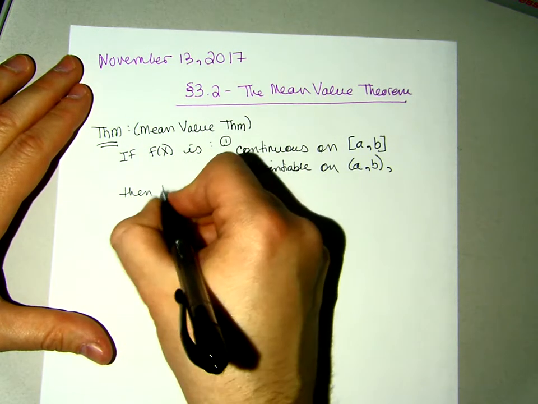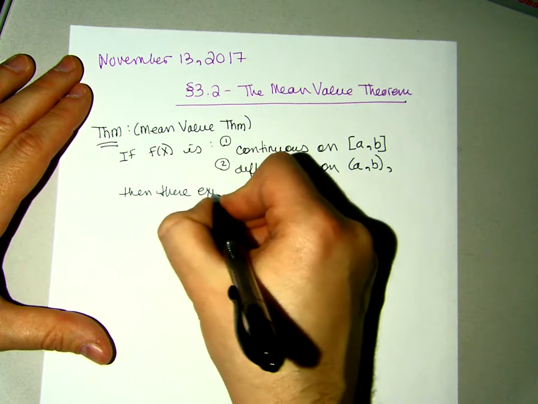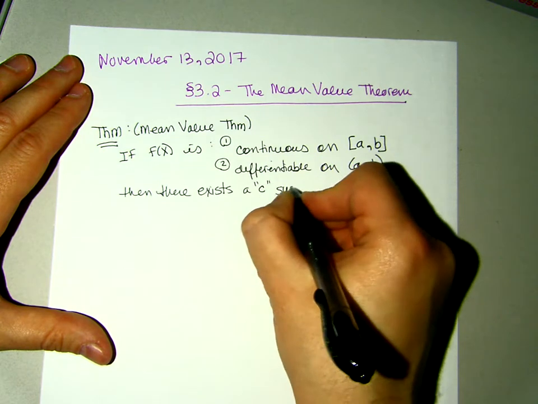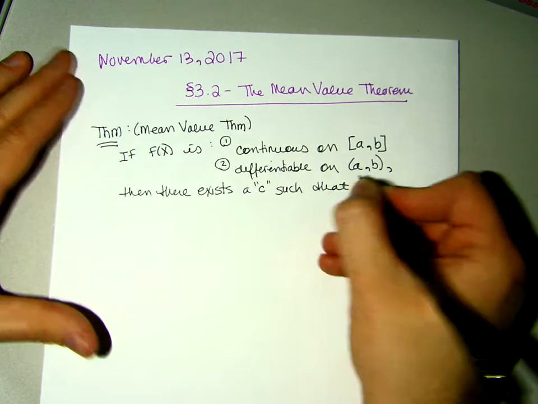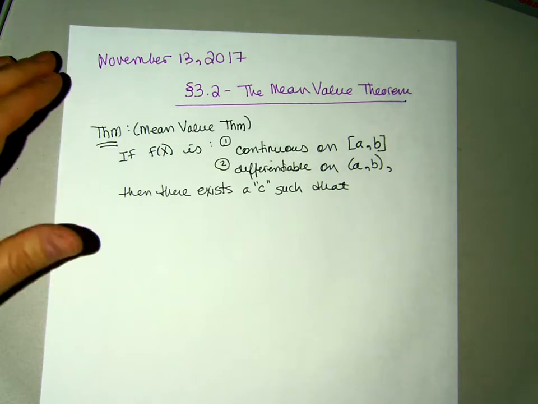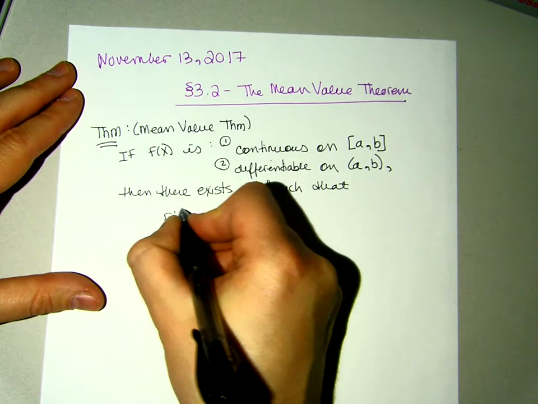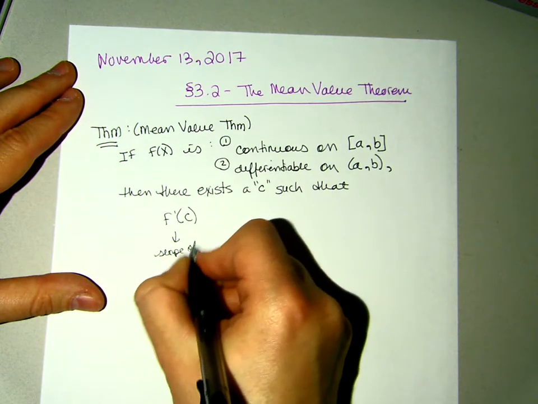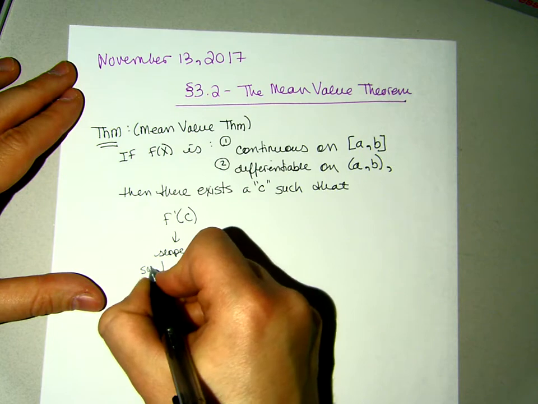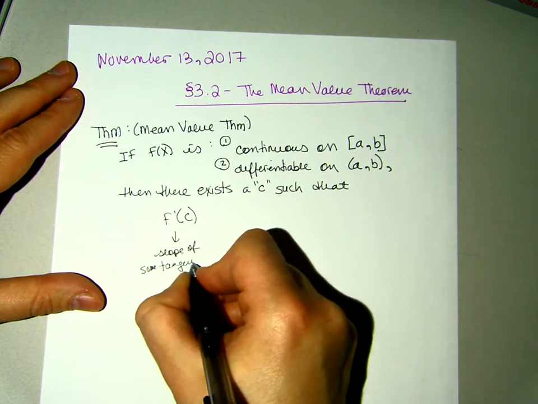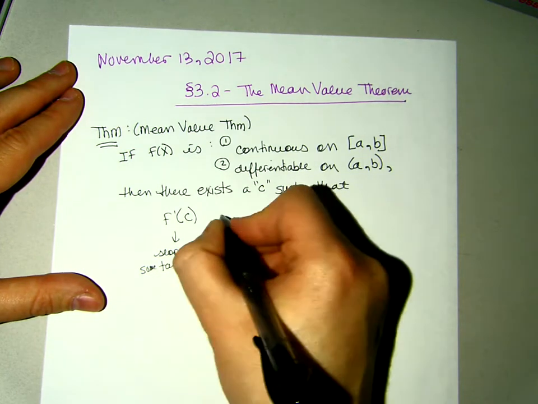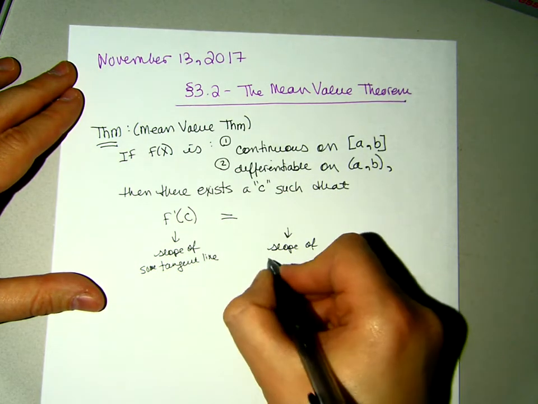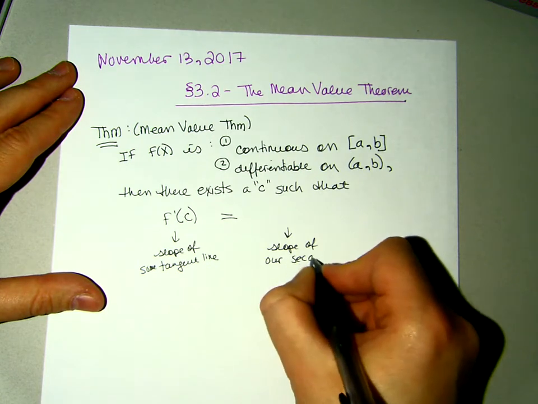Then there exists a c value such that f prime of c, which equals the slope of some tangent line, equals, well, the slope of our secant line. And we'll get a formula for that in just a moment.